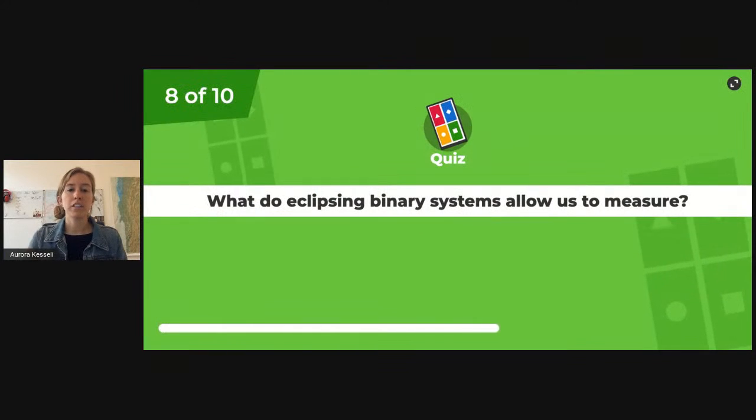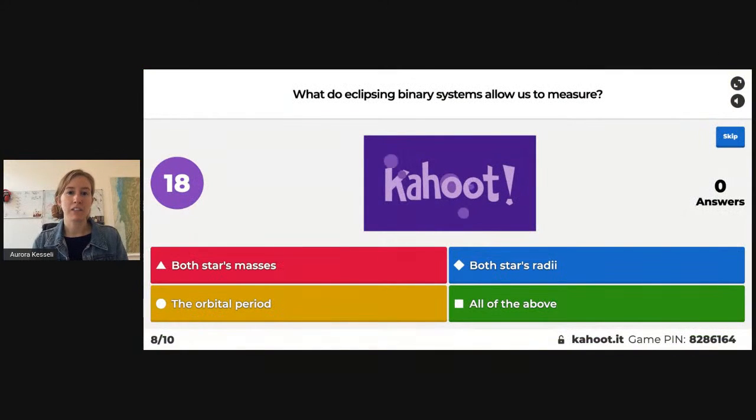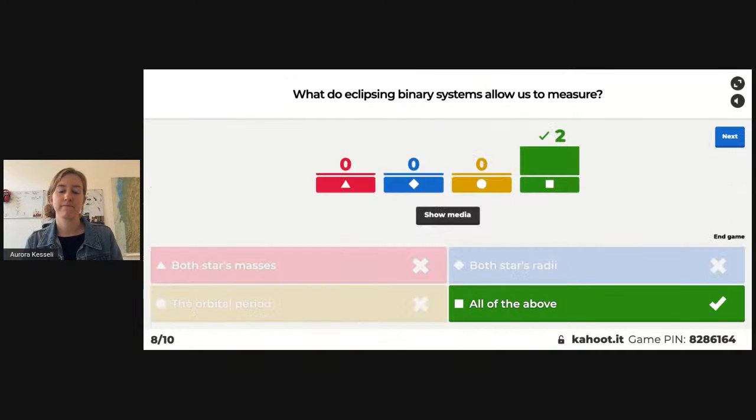Okay. What do eclipsing binary systems allow us to measure? Sorry, this is another short one. These are the 3 questions that I added at the end, and I must have forgotten to move those. So: both stars' masses, both stars' radii, the orbital period, or all of the above. Okay, good for the 2 people who answered it. Yeah, so this should be the last one. That's only 20 seconds, and I'm sorry.